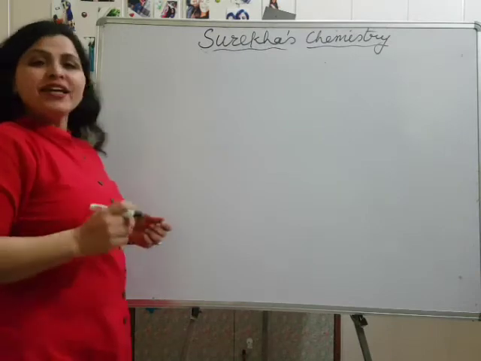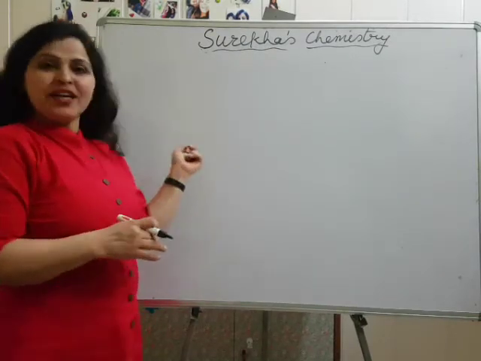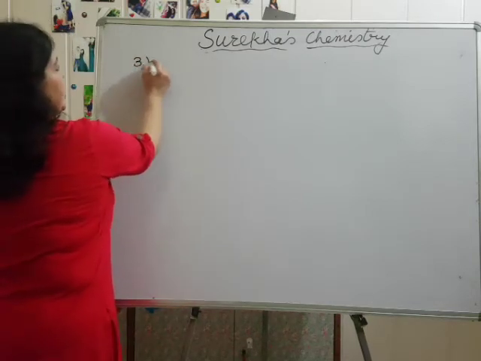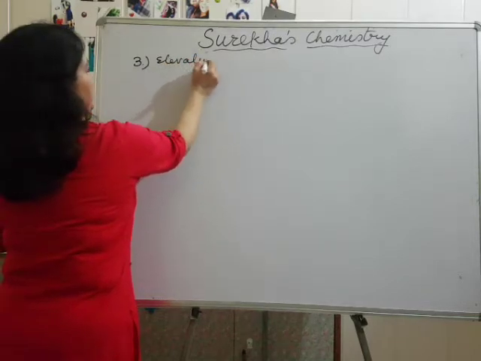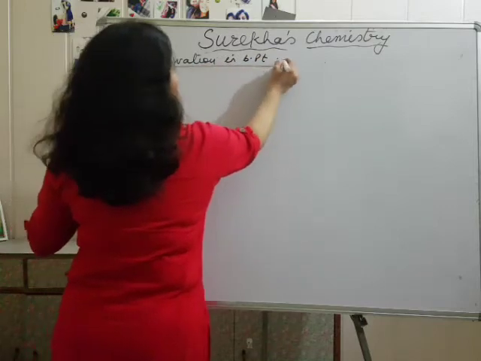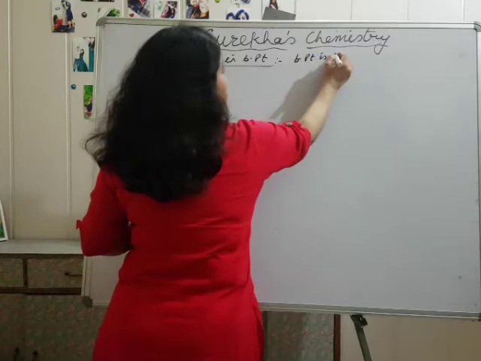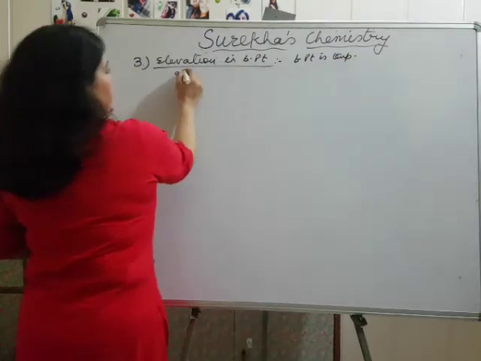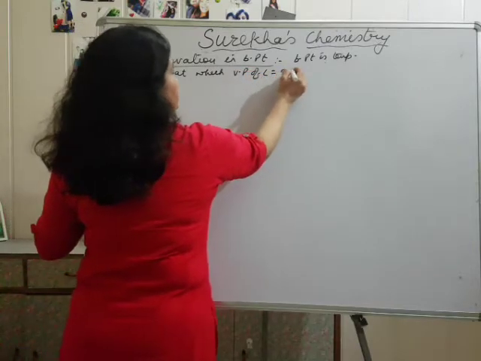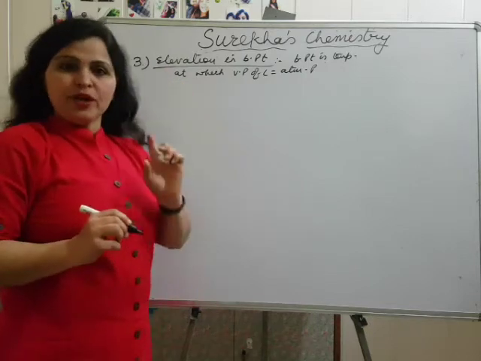Two colligative properties I have discussed in my previous video, and today I am going to discuss the third colligative property, that is elevation in boiling point. Now, what is boiling point? Boiling point is the temperature at which the vapor pressure of a liquid becomes equal to atmospheric pressure. This is what we call boiling point.